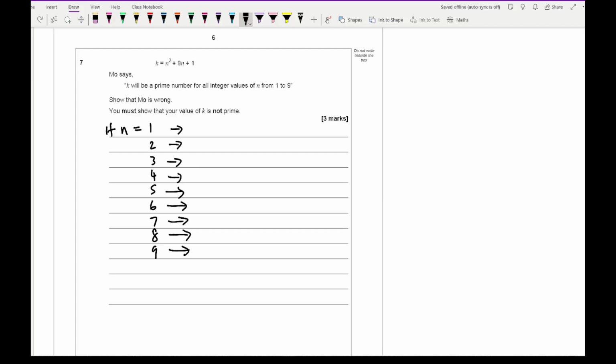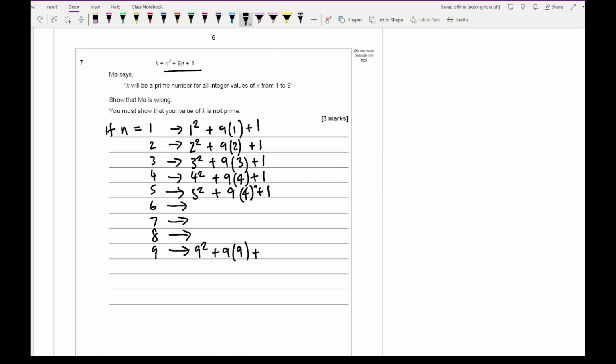So if I substitute n equals 1 into this, I've got 1 squared plus 9 times 1 plus 1. It'll be 2 squared plus 9 times 2 plus 1. 3 squared plus 9 times 3 plus 1. 4 squared plus 9 lots of 4 plus 1. 5 squared plus 9 lots of 5 plus 1. Last one's going to be 9 squared plus 9 lots of 9 plus 1.